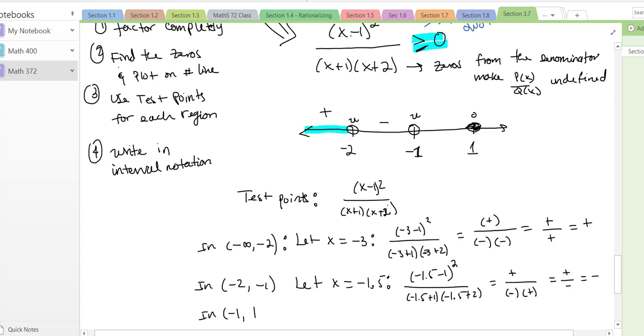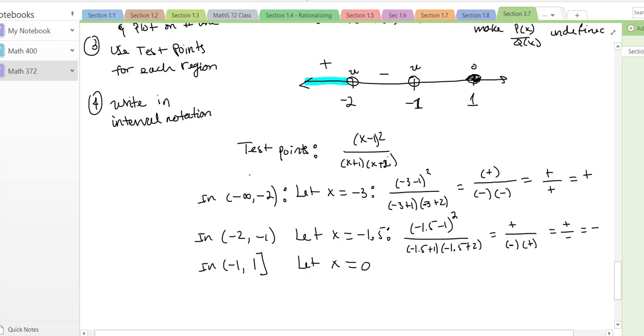1 is the factor that came from the numerator, and so what makes that 0 is 1. Since I have that equals there, that's going to be a bracket. Anytime you go from a negative to a positive, be nice to yourself and let x equal 0.